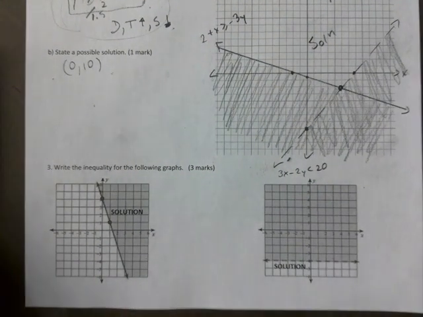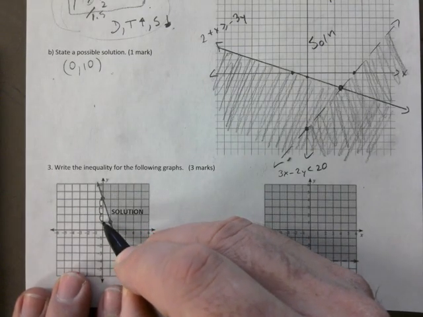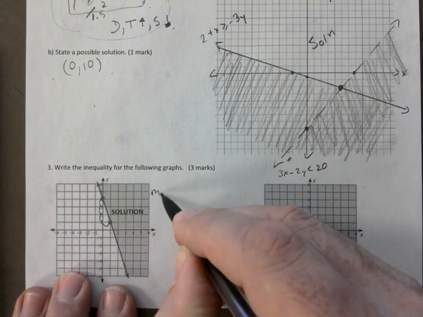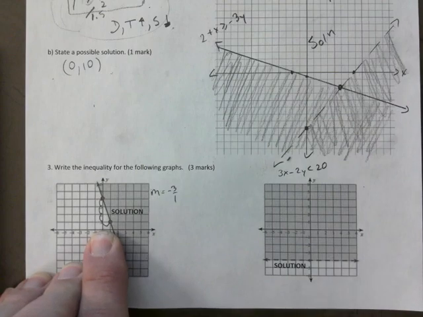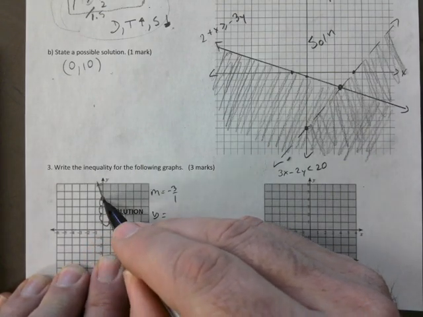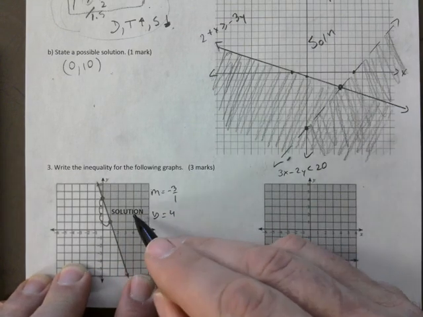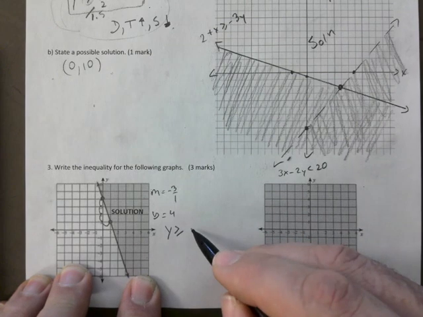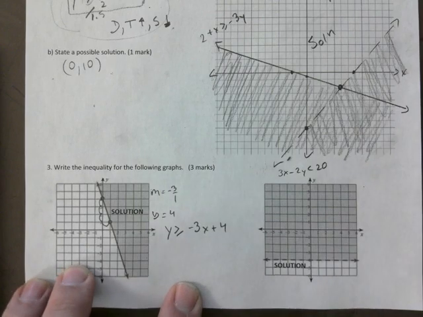And now the last one, the funnest of all, right? So this is 1, 2, 3, 1. You don't even have to guess. I give you the points, right? So the slope is negative 3 over 1 because you're dropping. The y-intercept is 0, is that a 4? 1, 2, 3, 4. And the solution is above. It's a solid line. So y is greater than or equal to negative 3x plus 4. Okay.